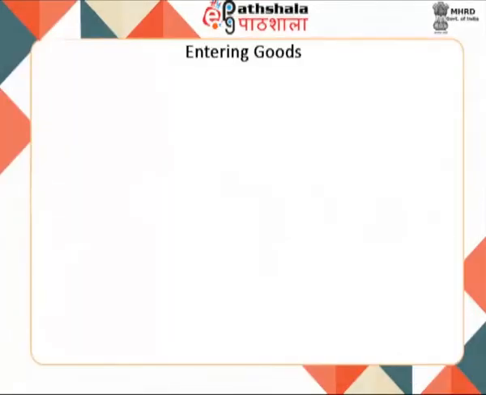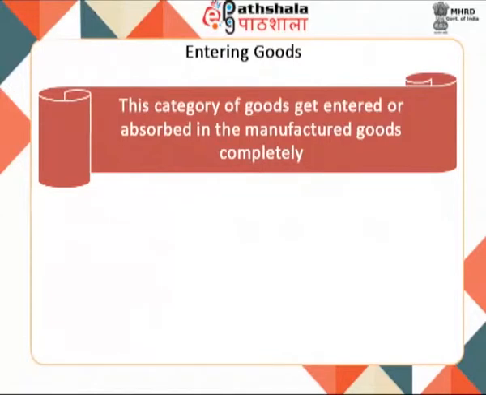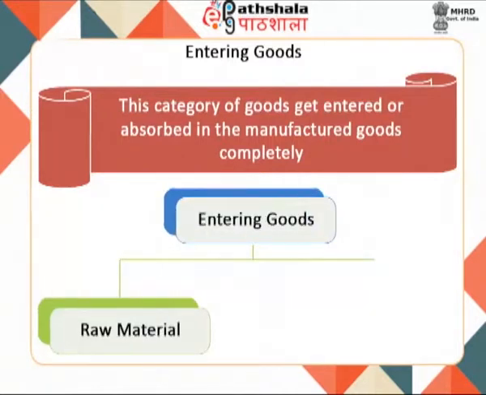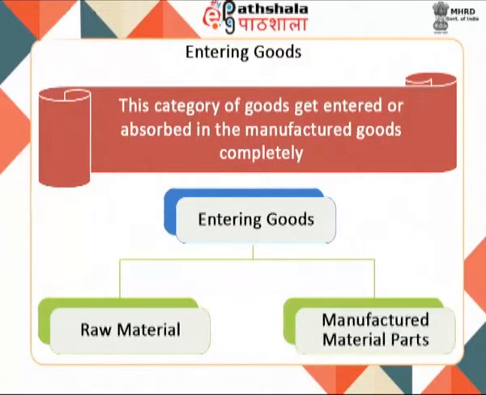Entering goods. This category of goods get entered or absorbed in the manufactured goods completely and become a part of the finished goods after losing or retaining their identity. They are of two types: raw material and manufactured materials and parts.